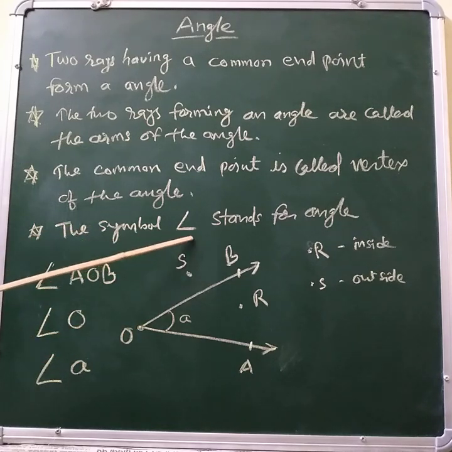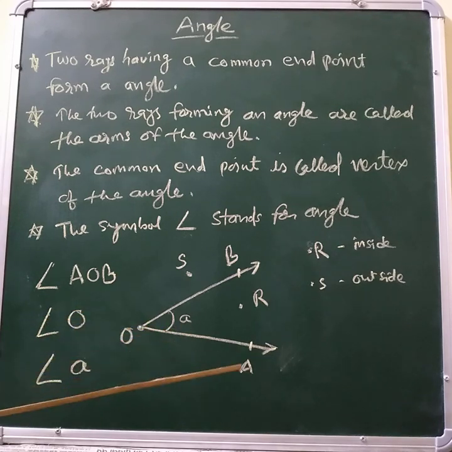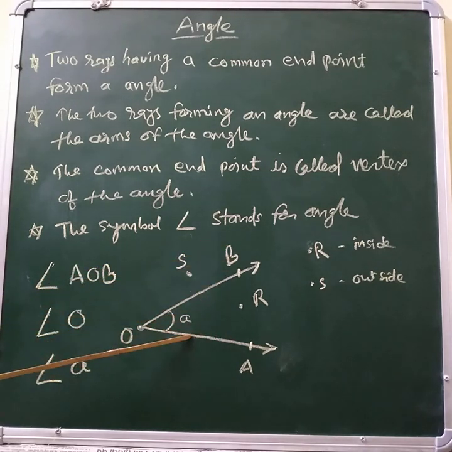Now the symbol, this stands for angle. If you see this symbol, it means it is a symbol of angle. So how to write the name of this angle? AOB, with the vertex in the middle. This is the angle AOB. Or simply you write angle O. Or if it is given a name, suppose the name of this angle is A, then simply you have to write angle A. In this way you can represent an angle.